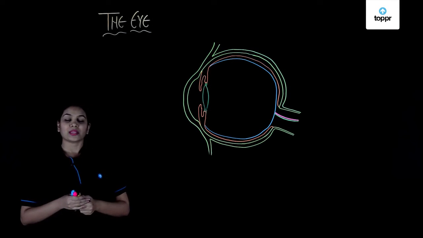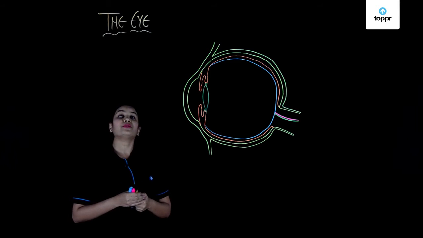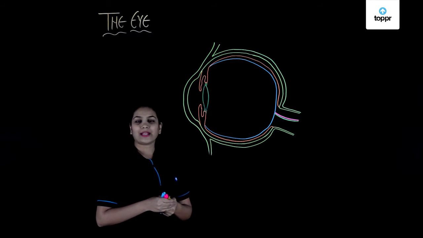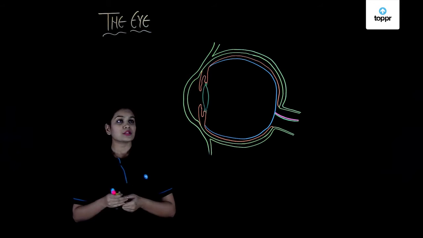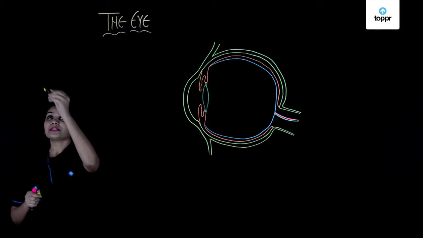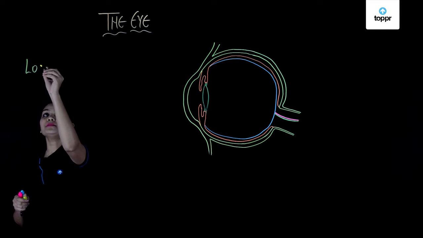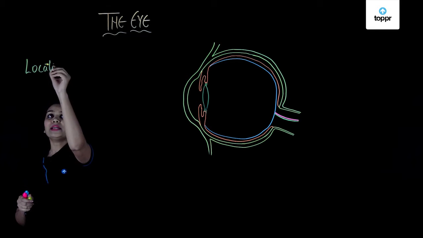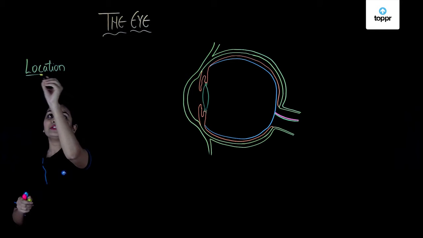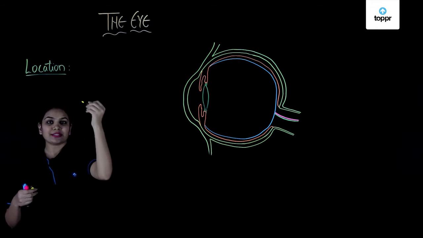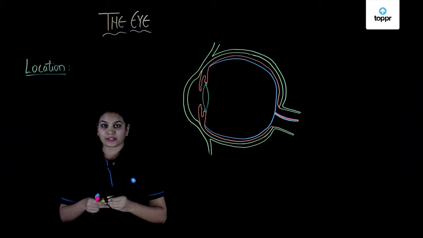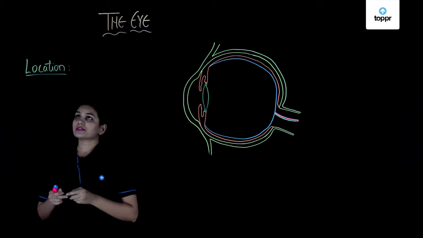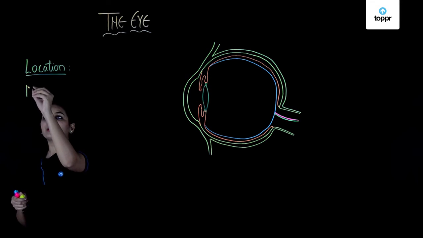Hey student, in this lesson we are going to learn about the eye, its structure and its functions. So when we look at the eye, let's first observe its location. We all know that the eye is present in the facial region and it is located inside a socket, right?